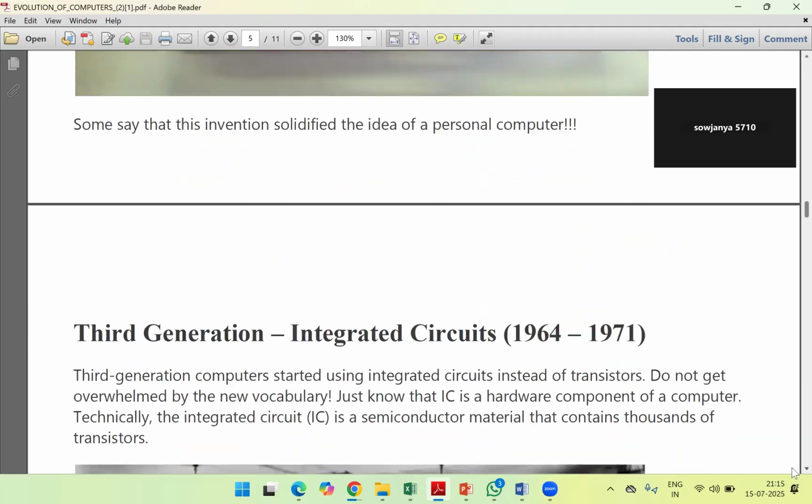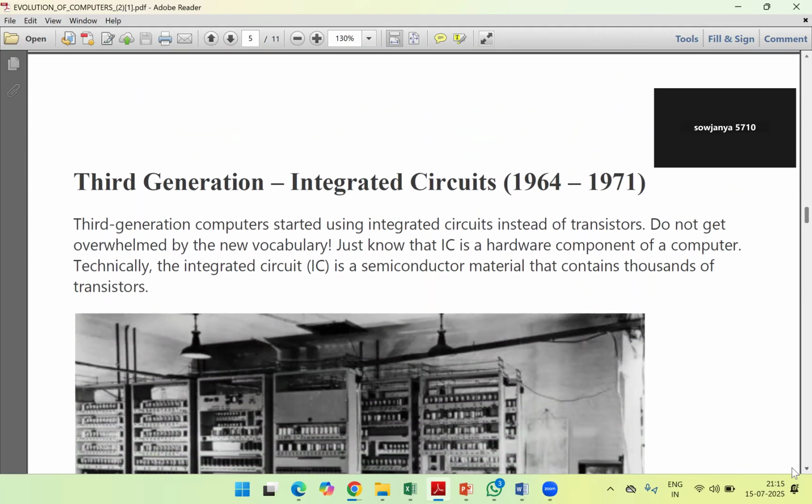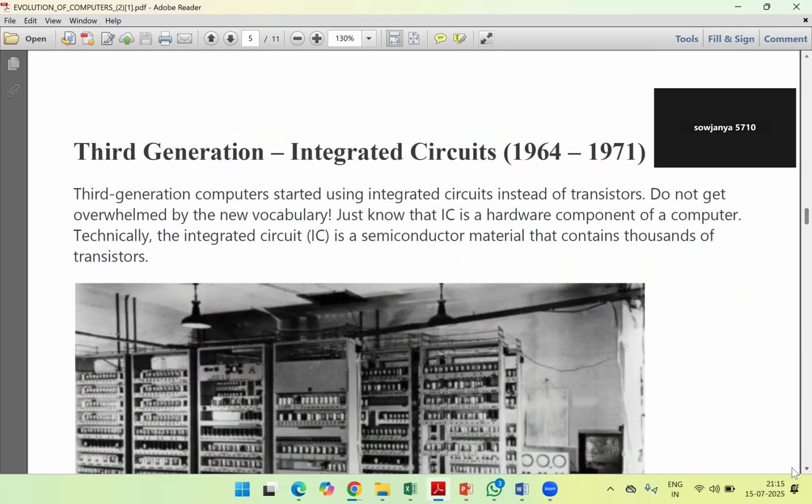It is the invention of the solidified personal computer. The third generation was integrated circuits. So third generation computers started with integrated circuits instead of transistors. This is a new vocabulary, so just know what an IC is. IC means integrated circuit, a semiconductor material that contains thousands of transistors.